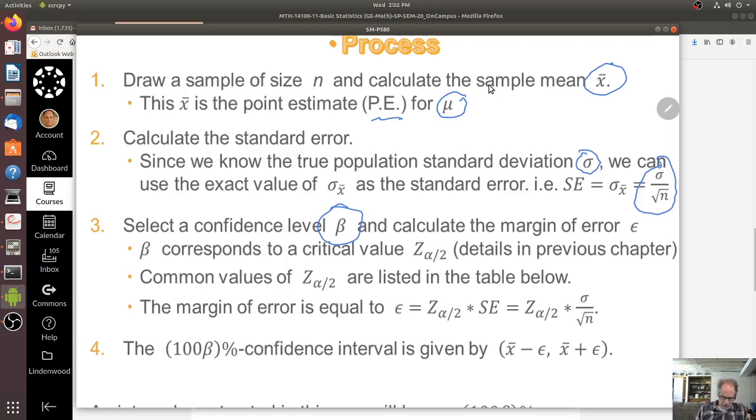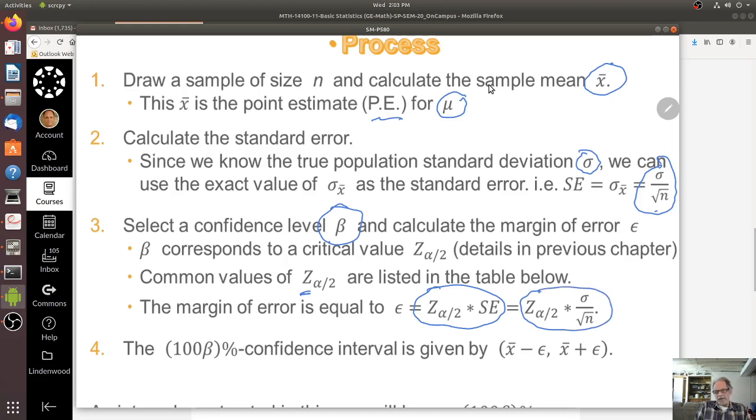Okay, then the margin of error is, notice that they're using Z here. Z statistics. The standard deviation of the sample means is sigma over the square root of n. The error is that Z number.